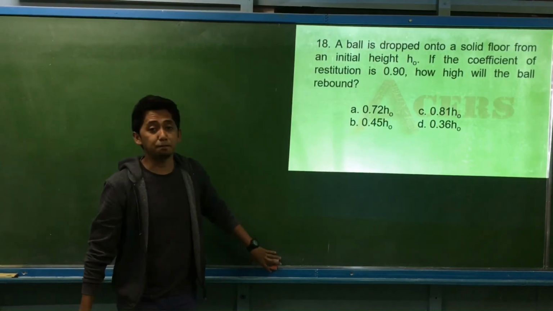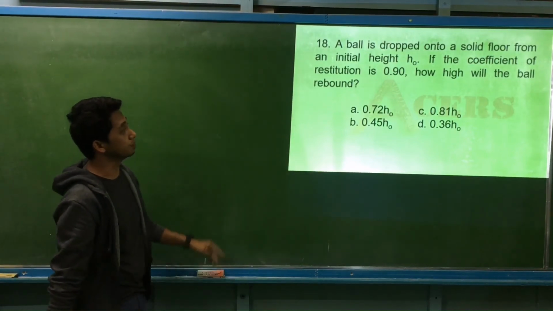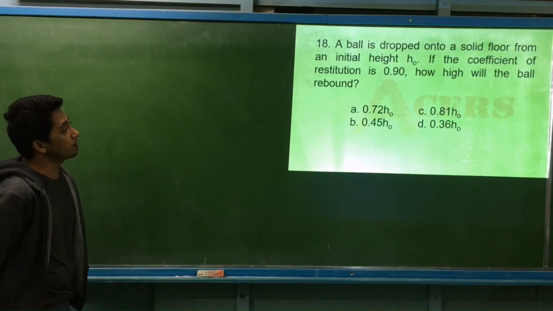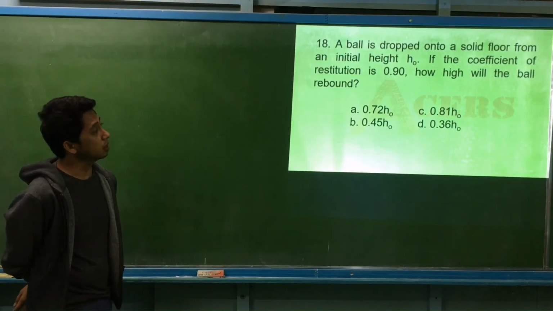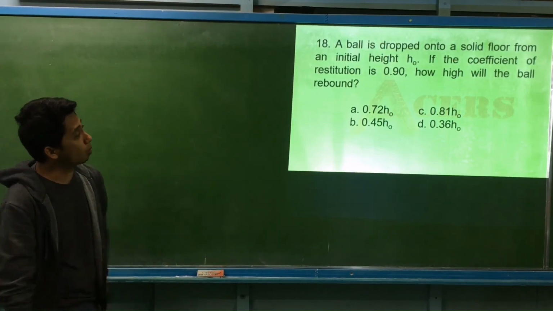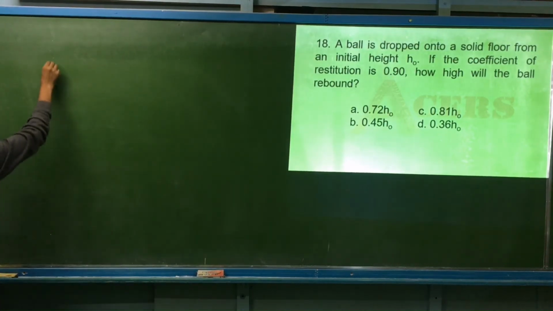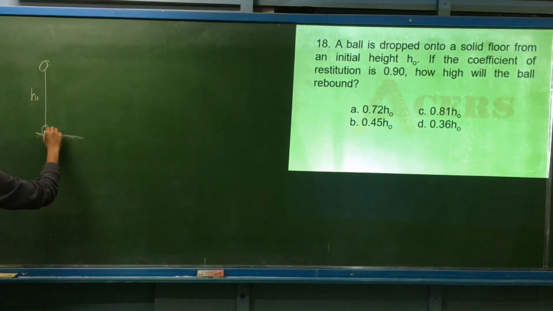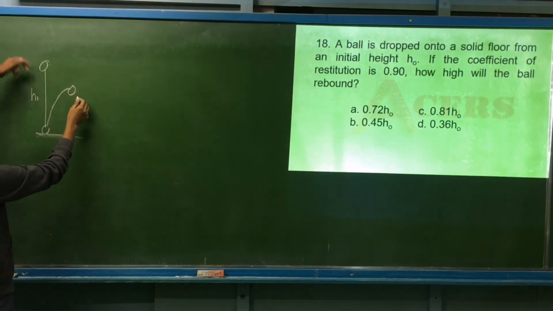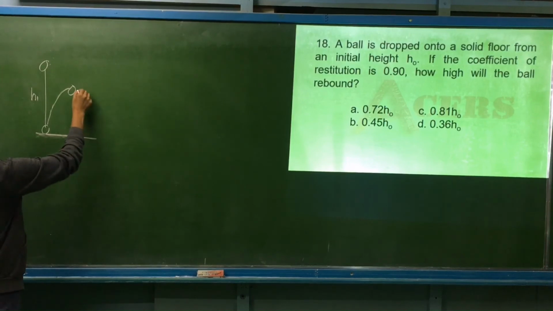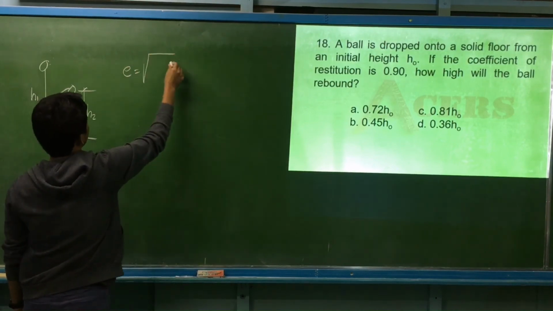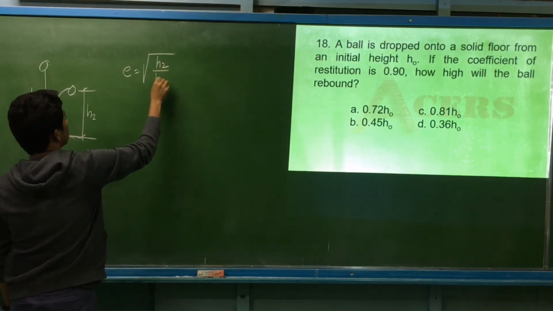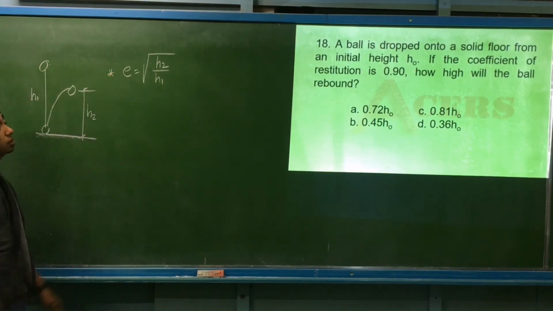In this case, this is the momentum for a bouncing object. A ball is dropped onto a solid floor from an initial height h sub O. If the coefficient of restitution is 0.9, how high will the ball rebound? For bouncing objects, let's say this is our initial height h1. After hitting the ground, it is expected to bounce not to the same height as h1, obviously. It is at a lower height. Let's say this is h sub 2. The coefficient of restitution for this case is the square root of the second height over the initial height. This is for a bouncing object.